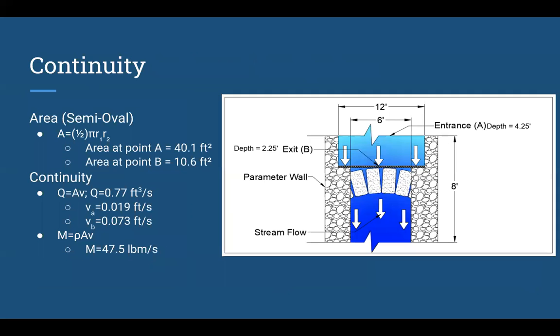For continuity, we first had to calculate the area. For the area, we used a semi-oval equation. To calculate continuity, we first are using a volumetric flow rate that we obtained through the USGS database. So we used the volumetric flow rate and the area to calculate the velocity. And then for mass flow rate, we used the area and velocity previously calculated and the density of water to find the mass flow rate, which was 47.5 pounds mass per second.